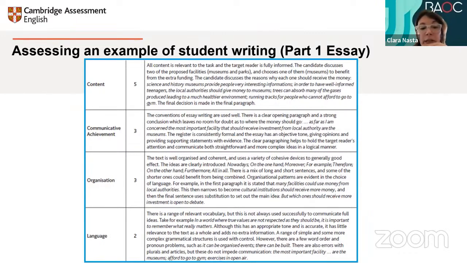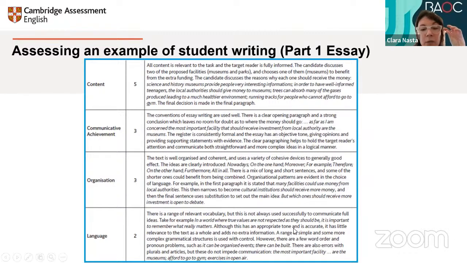In the organization area, the text is well organized and coherent. There is a mix of long and short sentences, and some of the shorter ones could benefit from being combined. So in that area, it could have been improved, taking into account that this is a C1 level. It is a logical text and ideas can be followed, but probably there wasn't enough time for the candidate, and those shorter ideas could have been combined. So that is a piece of criticism that probably lowers the mark there.